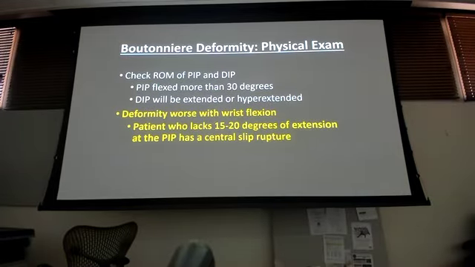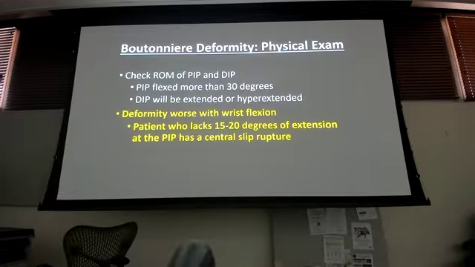So what are you going to do? Physical exam-wise, you're going to check range of motion of both the PIP and DIP to characterize the deformity you think is going on. We're going to talk about a couple different deformities today, so you have to start putting these in boxes. The PIP flexes forward 30 degrees, and again, the DIP will be extended or hyperextended. The deformity will worsen with wrist flexion, so that puts tension on the flexor tendons. You can feel that tension, right? The deformity will worsen with wrist flexion.